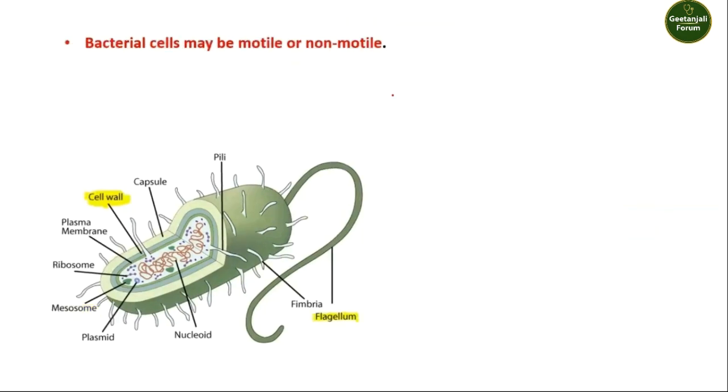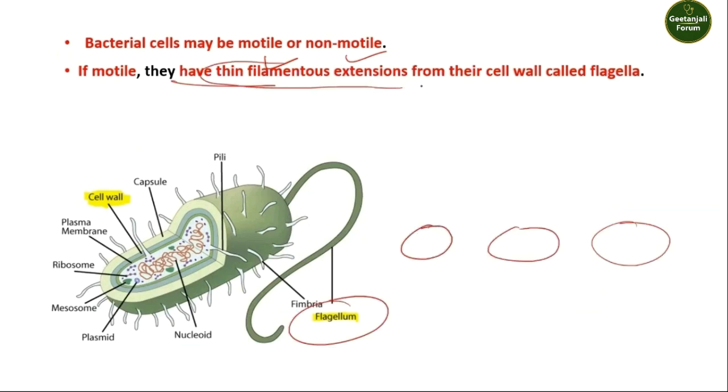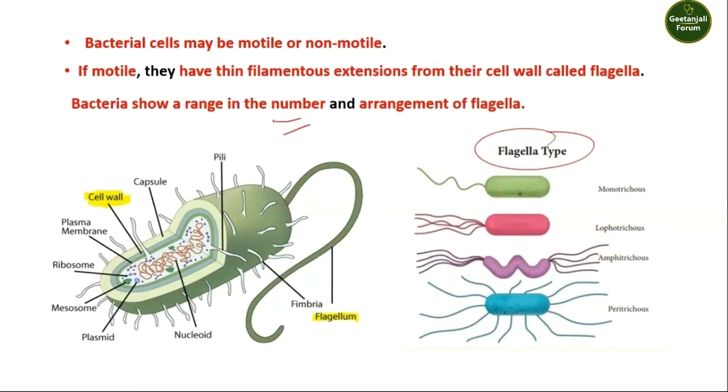Now the bacteria cell can be motile or non-motile. The motile cells have the flagella. The flagella is a thin filamentous extension from the cell wall. It means flagella comes out from the bacterial cell wall. It is an extension of the cell wall and it helps the bacteria to move from one place to another place. The bacteria have different numbers and arrangement of the flagella. For example, this is called monotrichous flagella. In this, the bacteria has a single flagella called monotrichous.